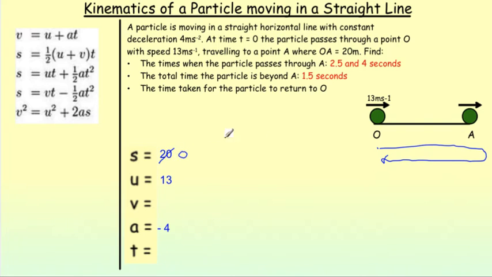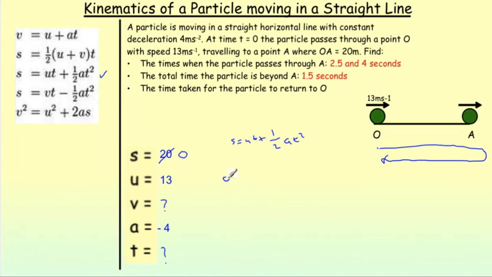So you're trying to find out the time taken for the particle to return to O. So the initial velocity is still going to be 13. The final velocity we don't know. The deceleration is 4 meters per second squared, so the acceleration is -4, and the time is what we're looking for. So we have S, U, and A, and we're looking for T. So S, U, A, looking for T, that's going to be this equation here: S is equal to UT plus 1/2 AT squared. So we've got S is equal to UT plus 1/2 AT squared.